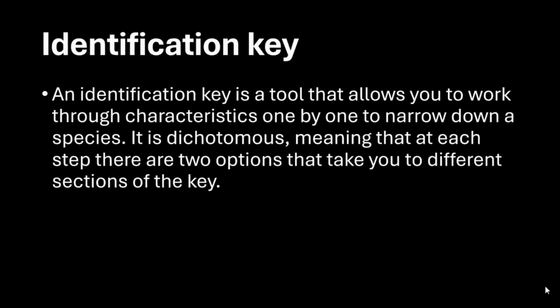Identification key. An identification key is a tool that allows you to work through characteristics one by one to narrow down a species. It's usually dichotomous, meaning that at each step, there's two options that take you to different sections of the key.